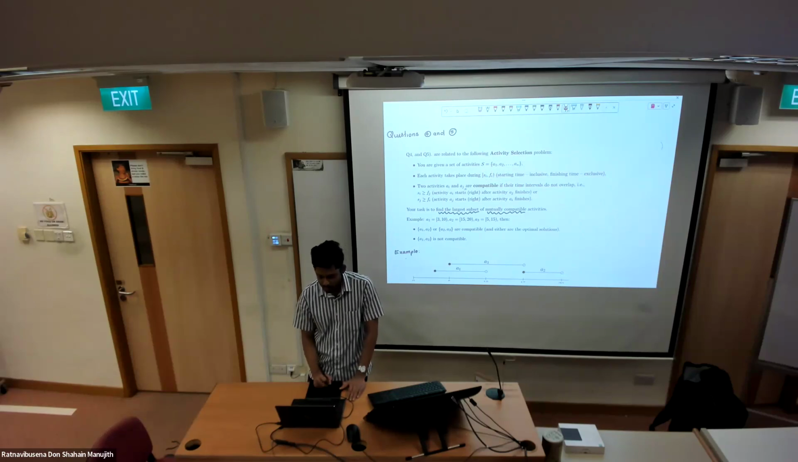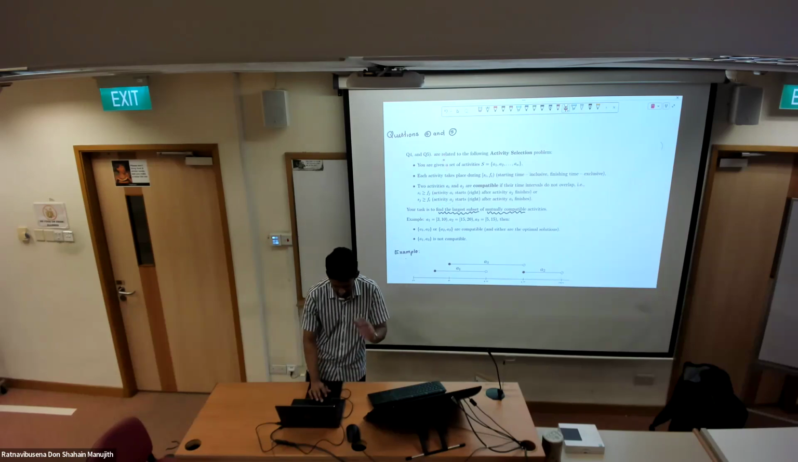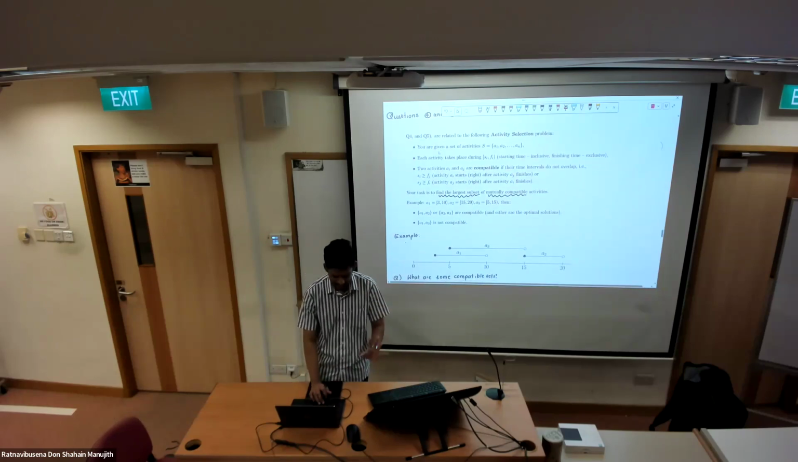Two activities are compatible if the start of one activity is at least to the right of the end of the previous activity, or the other way around. So two activities AI and AJ are compatible if SI is at least FJ, meaning AI starts right after activity J finishes, or FJ is at least FI, which means AJ starts right after activity AI finishes. Very straightforward.